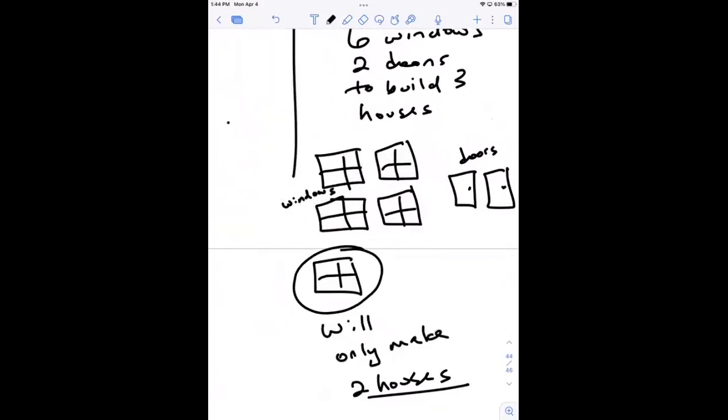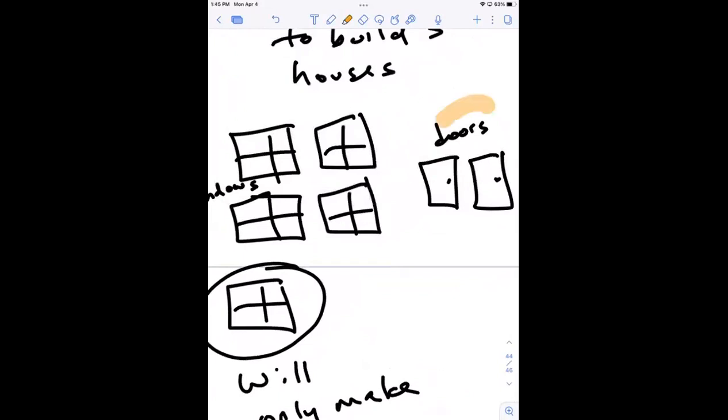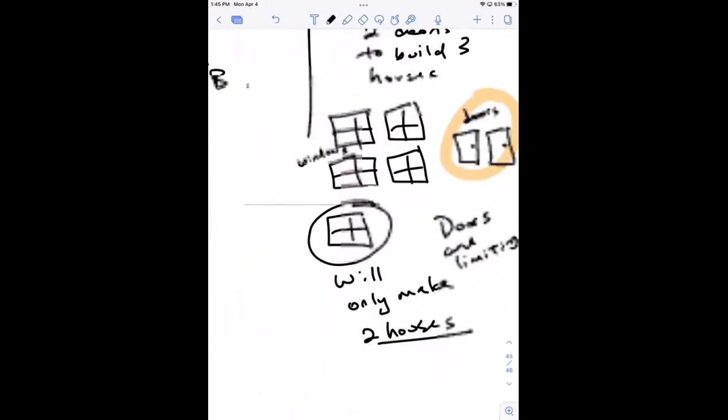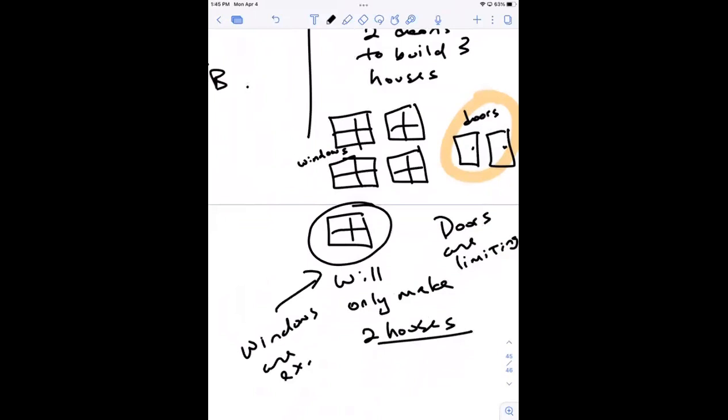Is that right? So what can we say is limiting in this case? It's not the windows, because we got one window left. And if we found another one, we can at least put windows in a third house. But once we build those 2 houses, all of our doors are gone, right? So in this case, the doors are limiting, right? And the windows are excess. Just a way to think about it.